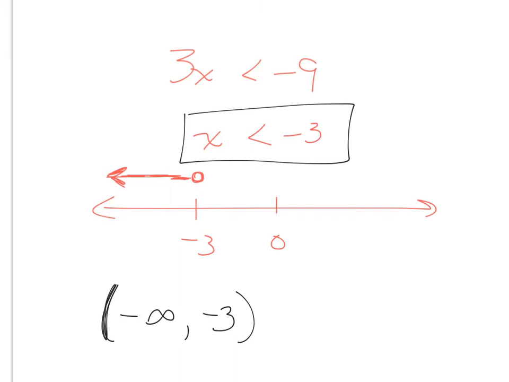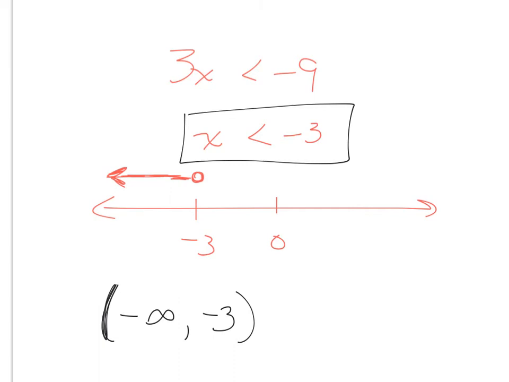Parentheses indicates open circle. The reason I use parentheses next to infinity is because you really can't ever get to infinity. Use that logic. You can't get to infinity. You can get smaller and smaller and smaller forever. Infinitely, right? That's the whole idea. But you can't get there. So it's really like it's an open circle.